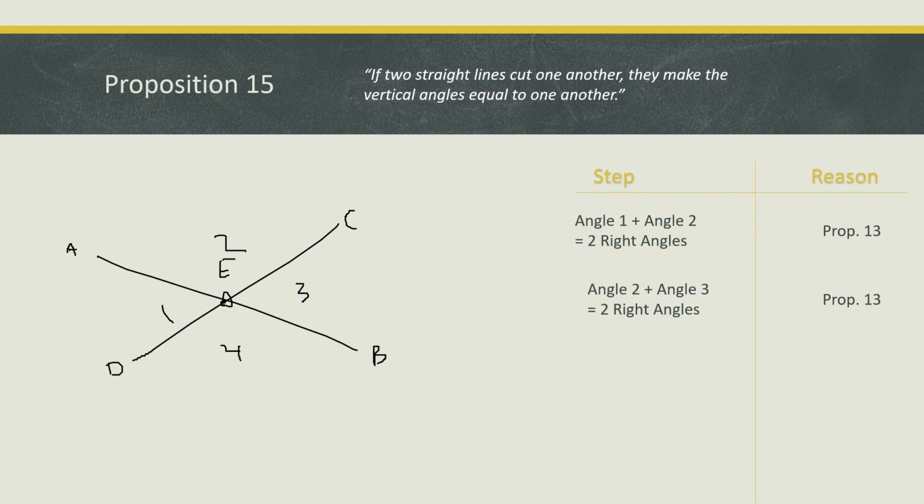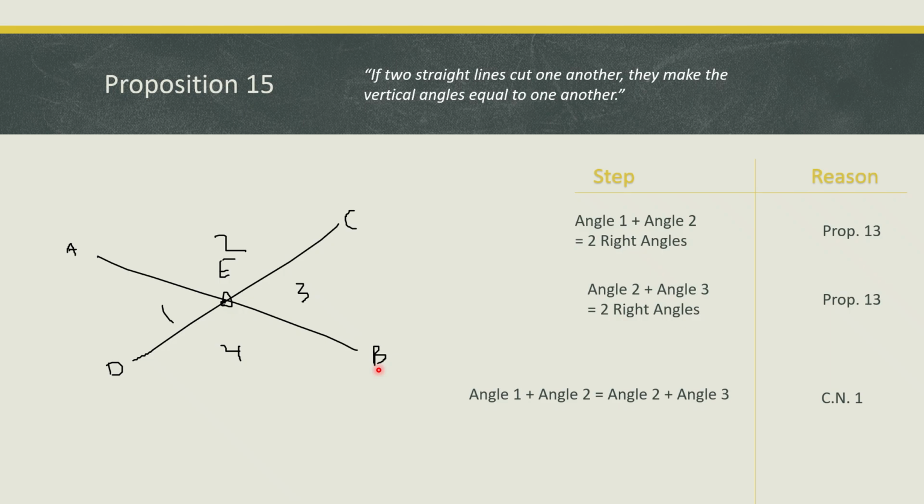Going forward now, we know, because of common notion number 1, which states things that are equal to the same thing are also equal to one another, which means angle 1 and angle 2 are also equal to angle 2 and angle 3 because they are both equal to two right angles, or as we know, a line.